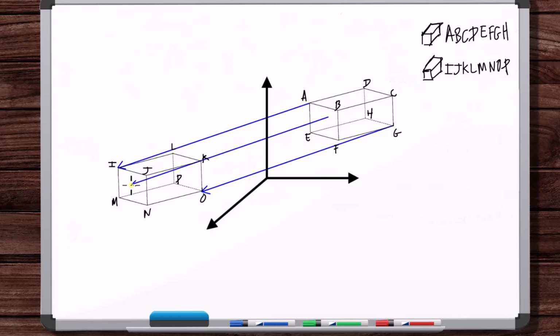Any corresponding points, it's going to be the exact same vector. That's the essence of what's mathematically happening with a translation of a figure.